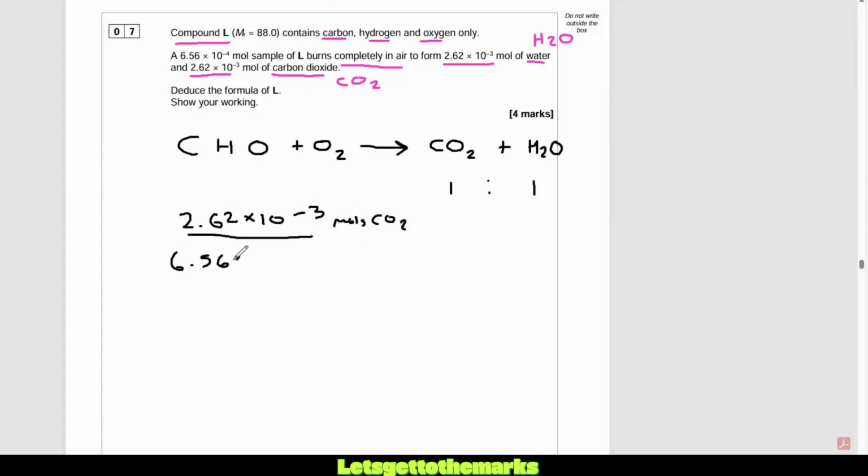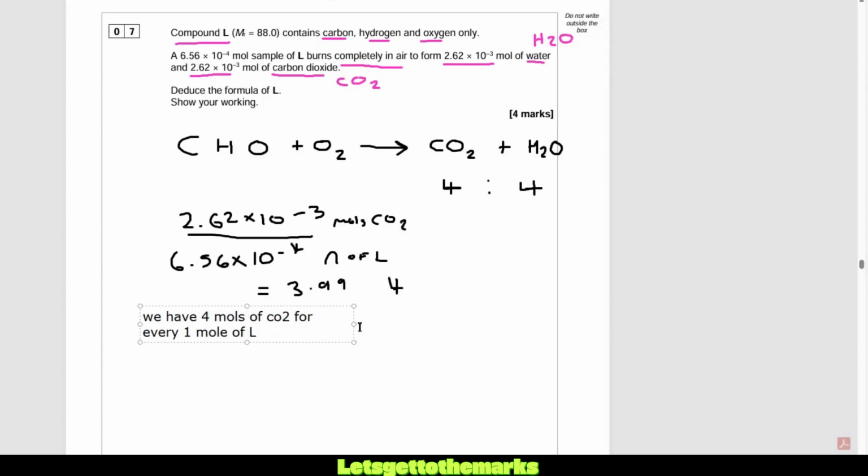And this is going to indicate to us how many carbon atoms and hydrogen atoms are in L. And we should be able to work it out from this. So the answer is 3.99, which we can round to 4. So essentially, for every 4 moles of carbon dioxide, you're going to have 1 mole of L, because the ratio is 4 times the amount of carbon dioxide to 1 times the amount of L. We know that water and carbon dioxide are equal, so they're both 4. If we have 4 moles of CO2, we have 1 mole of L. So we've got 4 times the moles of CO2 than L.